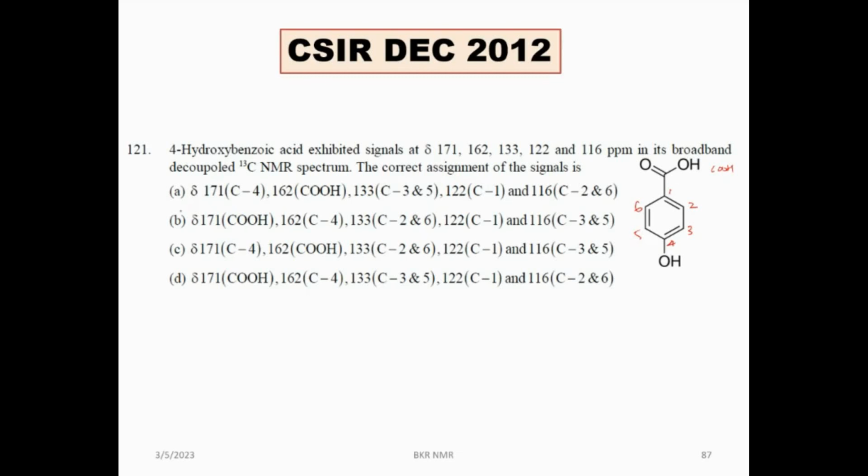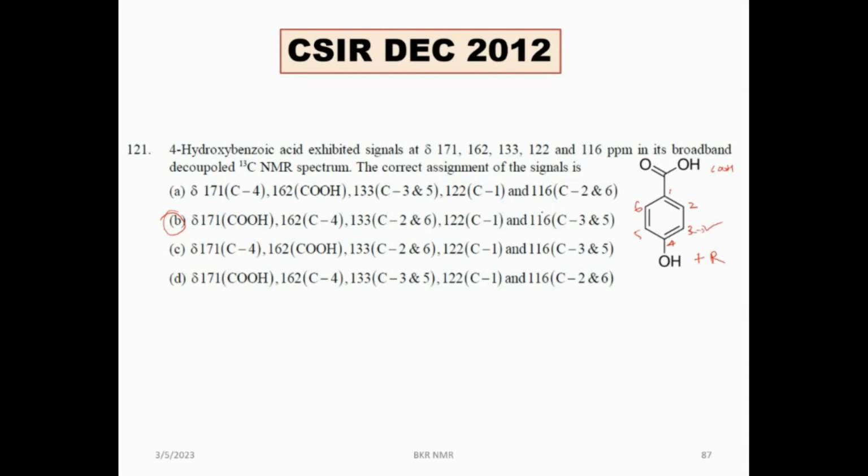Why B? Could you just justify your answer? Yes, ma'am, because the third and fifth positions are near the OH group, which is an electron donating group. Very good. Since OH is a plus R group, the third and fifth will be shielded. You'll have shielding, so they will be shielded. You'll have negative charge. I agree, so this is right.